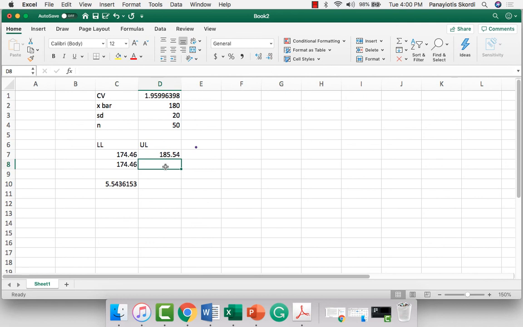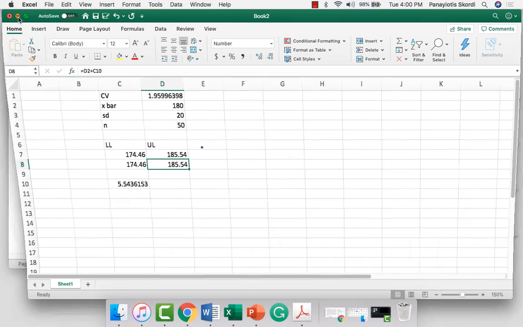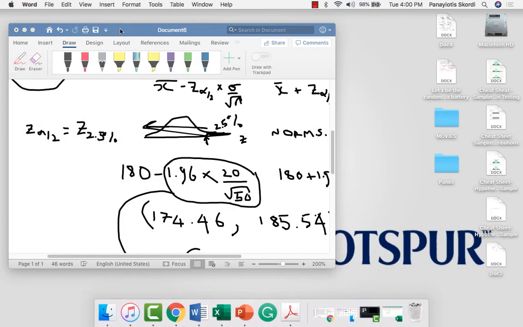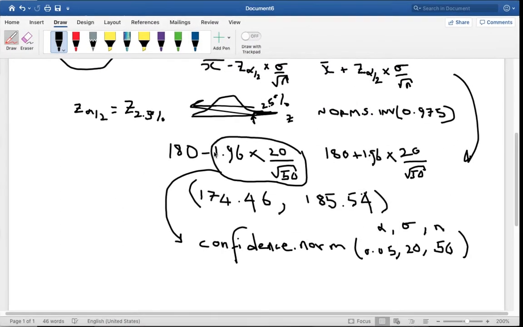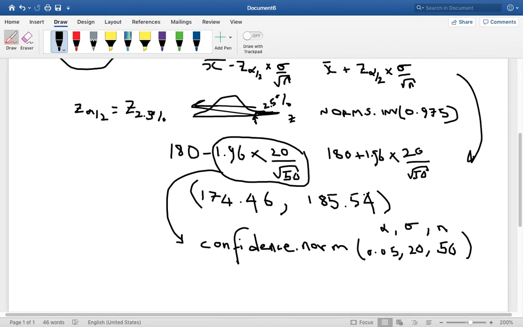And how about this one? The upper limit is going to be x bar plus the margin of error. So it's going to be x bar plus this margin of error. And there again, it's giving you the same values. Just take it down to 2 decimal places, 185.54. So that's the second way that you can solve this to get the result. Okay, so you can use confidence.norm for this part of it.